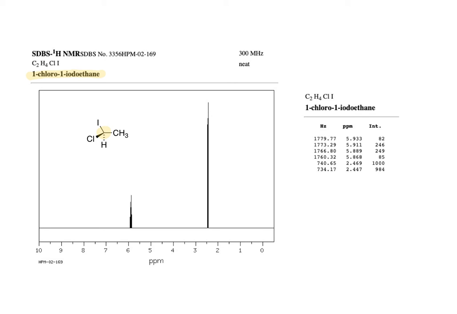but because of the low barrier to rotation around the carbon-carbon bond, the methyl group is a single resonance as a result of being able to spin as a symmetrical top. We see the expected collection of frequencies. We have the quartet for the hydrogen at 5.9 ppm, and then a single resonance for the methyl group, which is a doublet at 2.4 to 2.5 ppm.